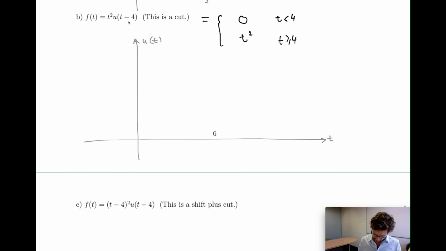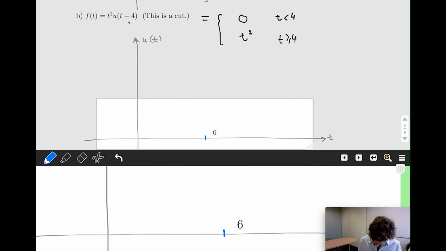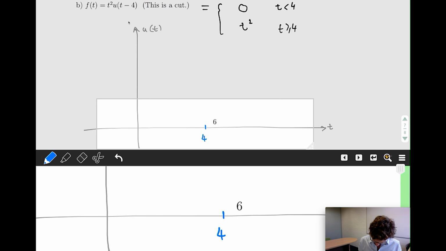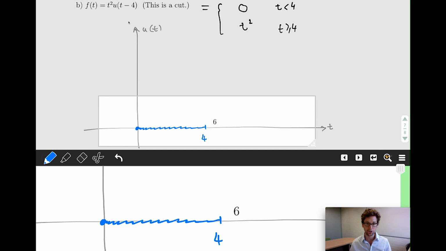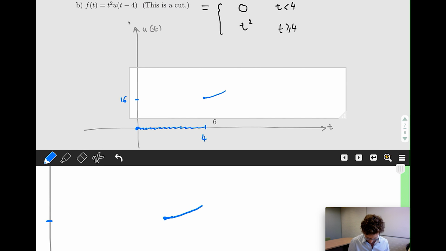This thing is going to change at t is equal to 4, so let's put that in. Here's t is equal to 4. And it's going to be 0 up until that point. That's including the point t is equal to 0, but we don't have to worry about negative values of t. And then my function is going to jump up to the value 16. The reason it's doing that is because at t is equal to 4, t squared is equal to 4 squared, which is 16. And then it increases like t squared from there.